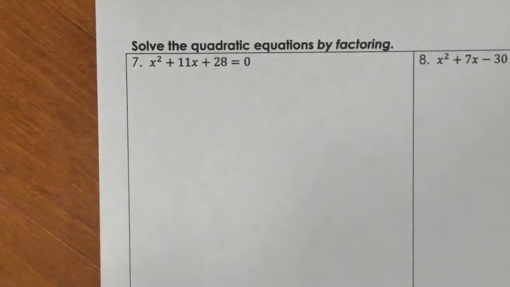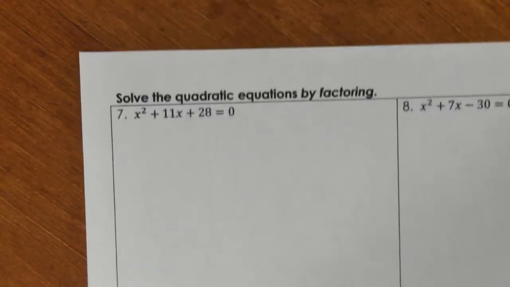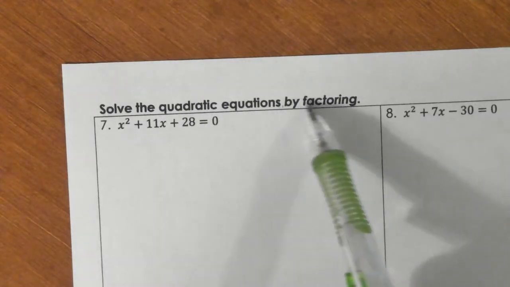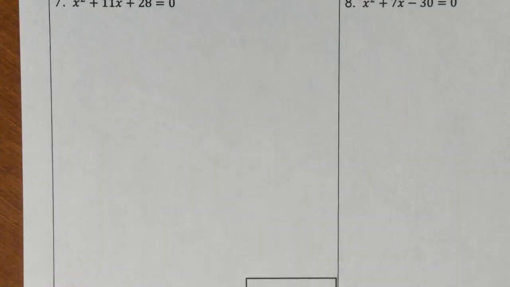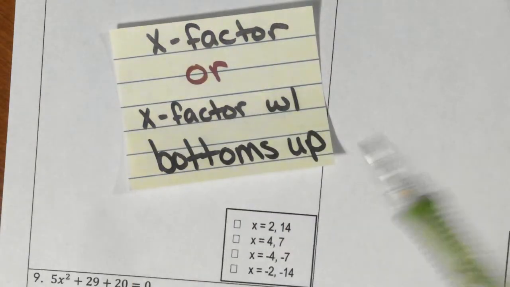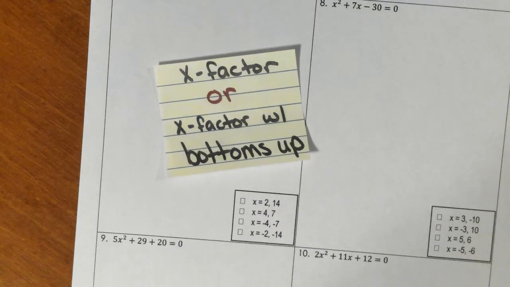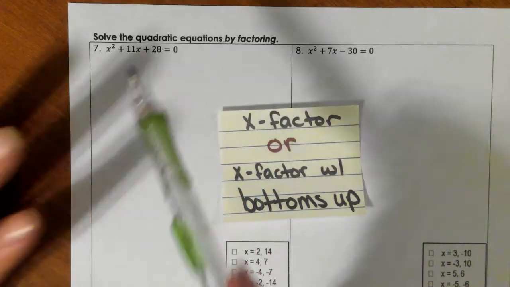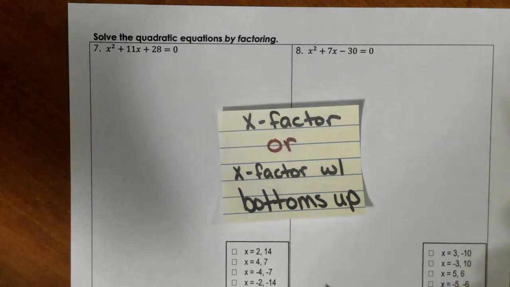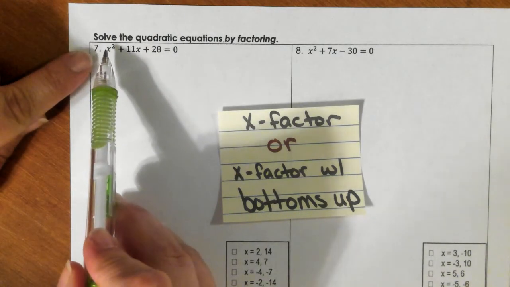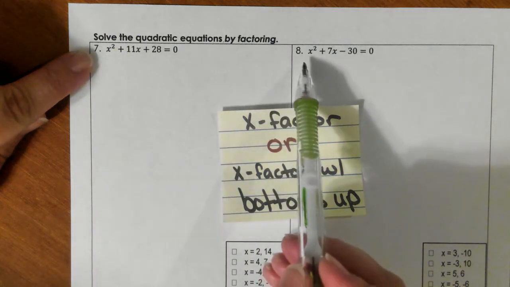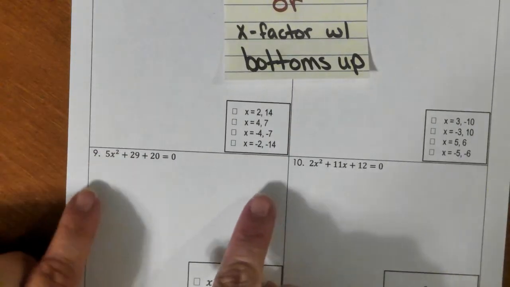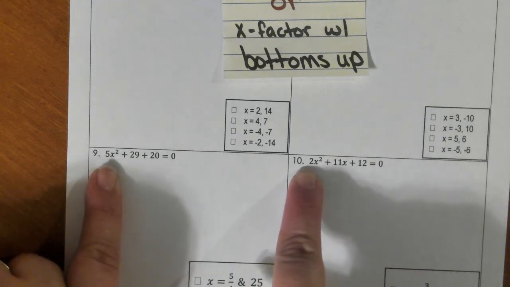Okay, continuing on. For the last page, it says that you are to solve the quadratic equations by factoring. So in this case, for all of these, we're going to be asking ourselves, is this x factor or is it going to be x factor with bottoms up? So for the first 2 problems, I went ahead and just had you guys do regular, basic x factor, nothing extra. Okay, and I know it's x factor because remember there's a 1 in front of that x squared for both of them. As you can see down here, you have a number bigger than 1 in front of x squared. Okay.